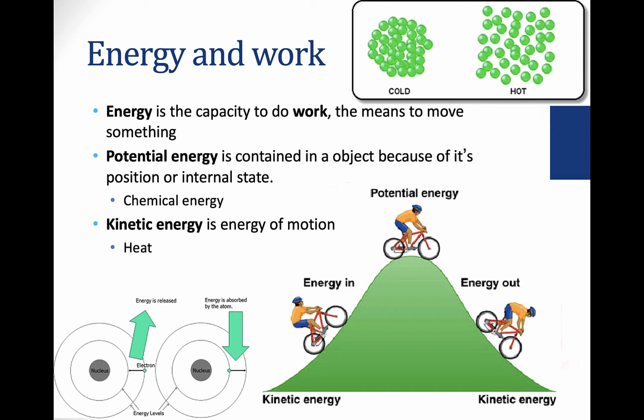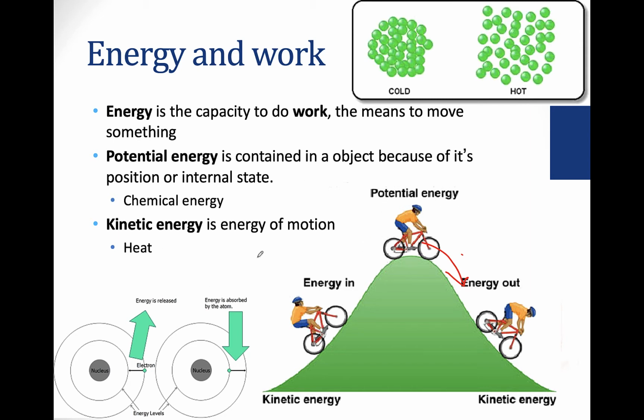Potential energy is contained inside of an object because of where it is or what it's structured like. So a lot of the times when an object is not moving, like this bicycle at the top of the hill, it has a high potential energy because its energy is stored in its location at the top of the hill. As the bicycle moves forward and down, it's getting lower and lower, and it's going to lose the potential energy.